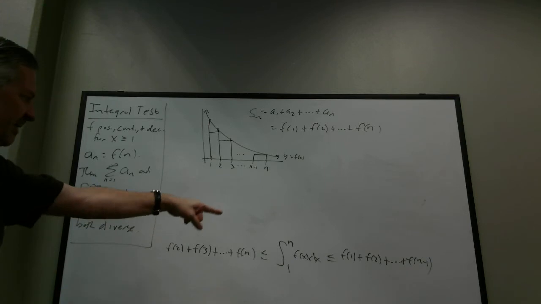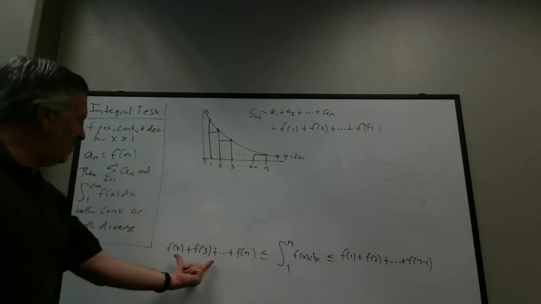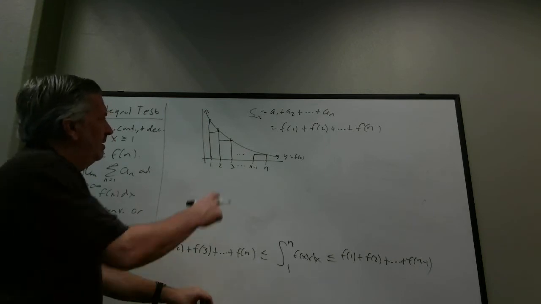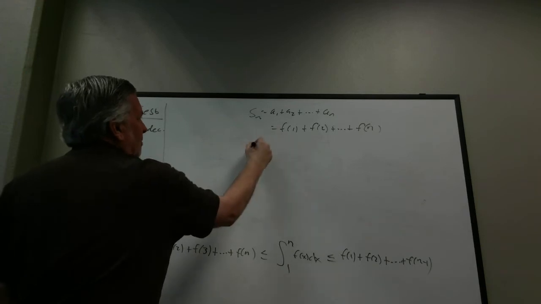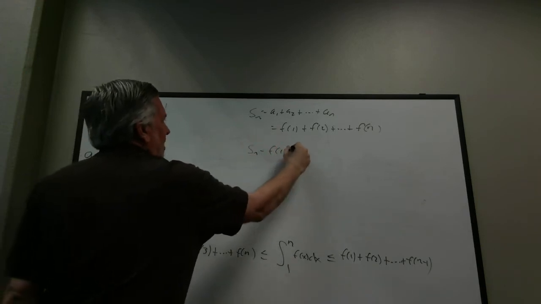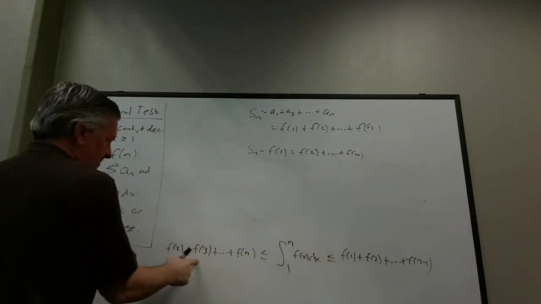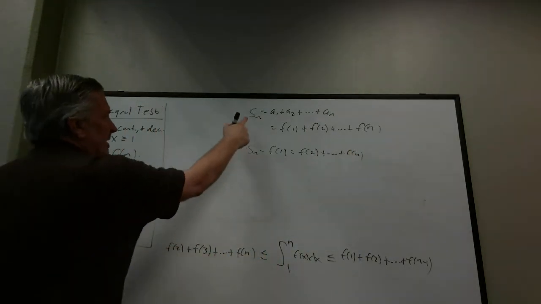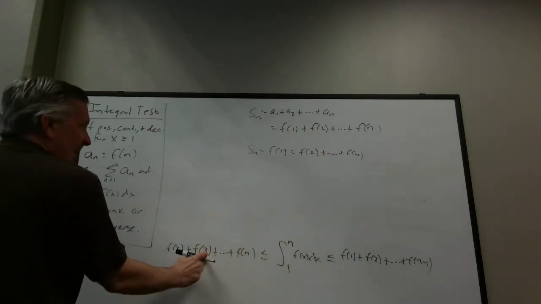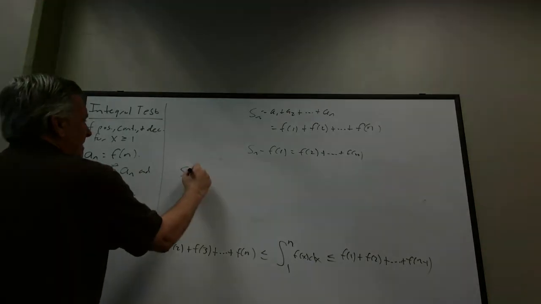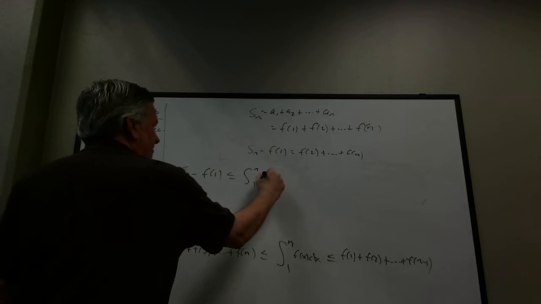So let's rewrite this compound inequality in terms of Sns. Notice here I'm missing f of 1, but notice what I can do here. If I subtract f of 1 from both sides, I get Sn minus f of 1 is f of 2 dot dot dot f of n, which is this. Right? So again, Sn is equal to that. Subtract f1 from both sides, I get this. That is equal to that. So notice I have Sn minus f1, and that is less than or equal to the integral.